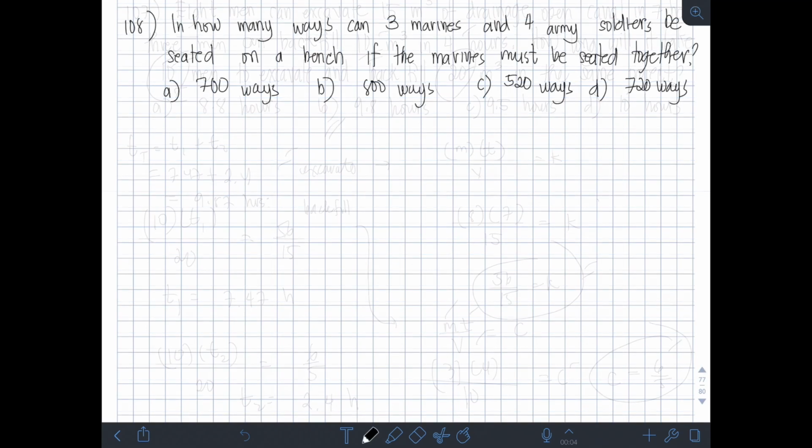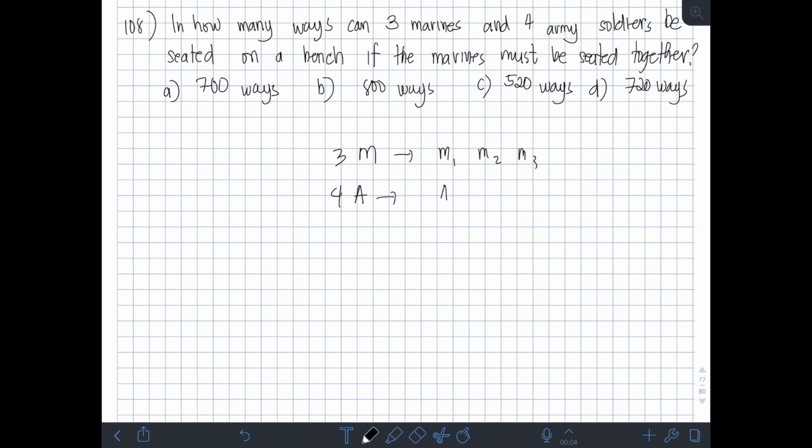Okay? Next, we have, in how many ways can 3 Marines and 4 Army soldiers be seated on a bench if the Marines must be seated together? Okay, so permutations or arrangement of people. So, meron daw tayong 3 Marines at 4 Army. So, kapag i-arrange natin ito, itong 3 Marines, unique sila, let's say, M1, M2, M3. Tapos itong 4 Army, unique din, let's say, A1, A2, A3, A4.